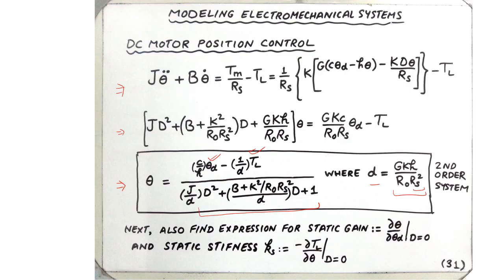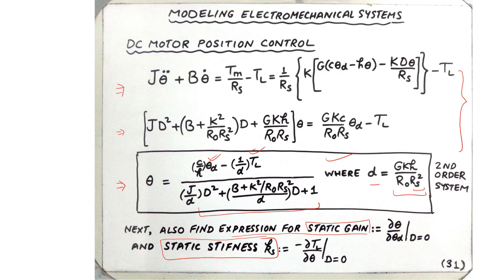So students are encouraged to derive these three equations to obtain the end result shown here. It's a bit of an algebraic simplification, hopefully not that difficult. And then from this equation, we are required to find the expression for quantities such as static gain, a familiar quantity, and a new quantity known as the static stiffness. What are the corresponding expressions?